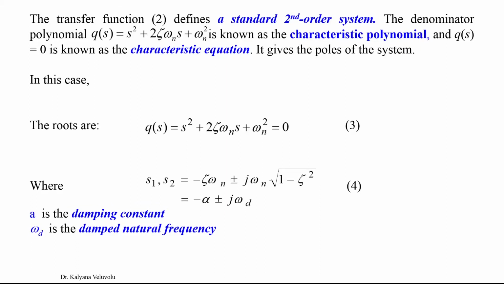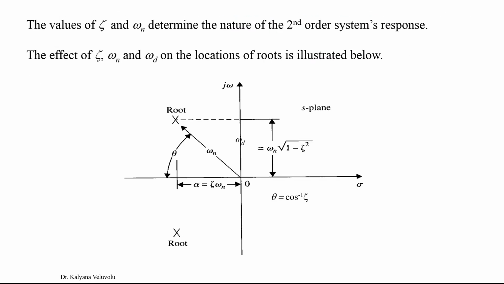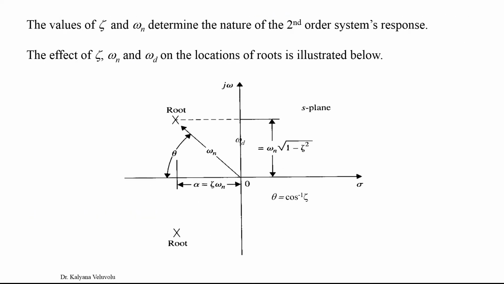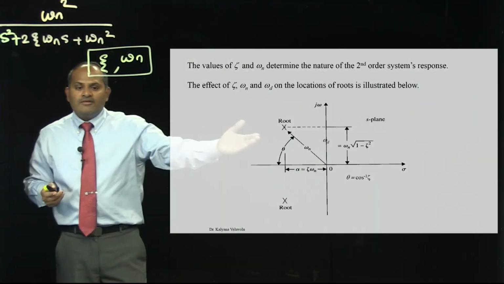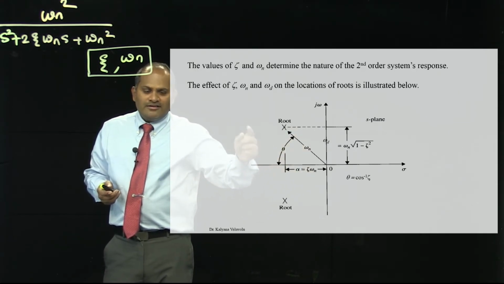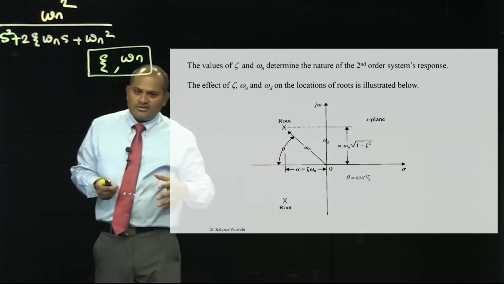This is the real part, that is the imaginary part. You can use the real part eta omega n and the imaginary part omega n into root of 1 minus eta square, and plot on the complex plane. So, then you have these roots, we can easily define what is theta, what is omega n, what is alpha. So, based on the root locations we have the description here. Then from the roots we can also back calculate all the values. So, if you know the location of the roots, we can even find what is eta omega n, or we can find theta.